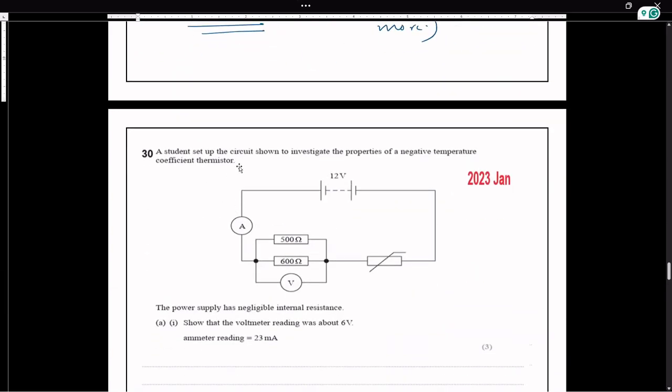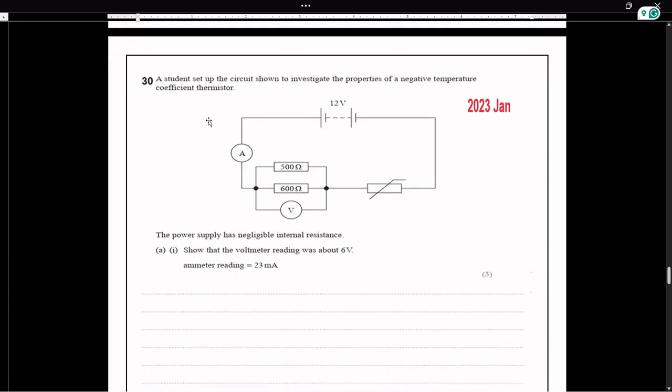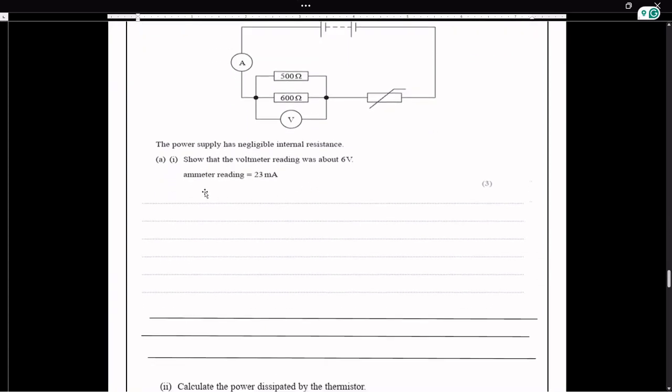A student set up the circuit shown to investigate the properties of a negative temperature coefficient thermistor. The power supply has negligible internal resistance. Show that the voltmeter reading was about 6 volt. Ammeter reading is 23 milliamps.